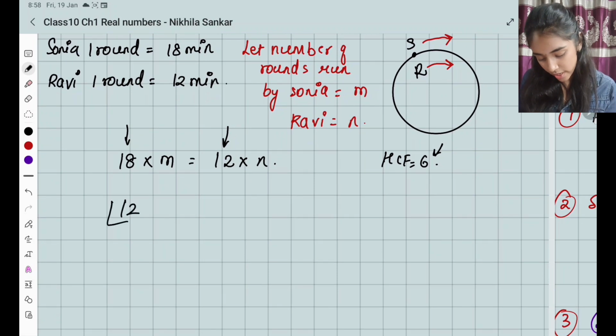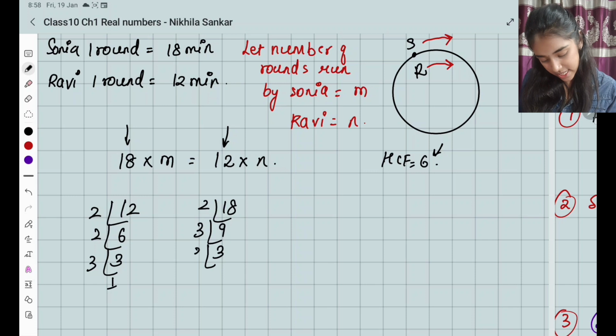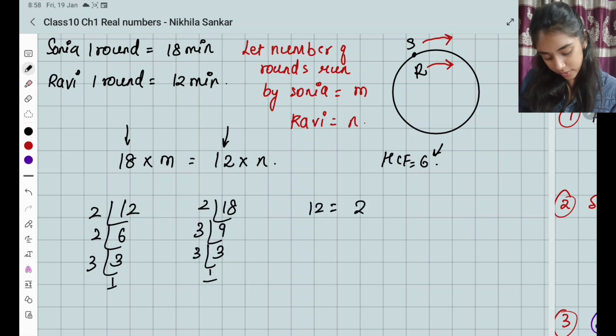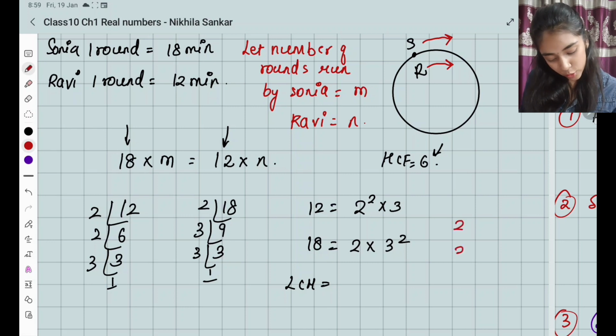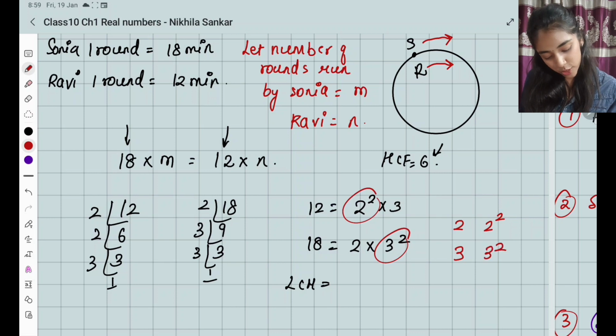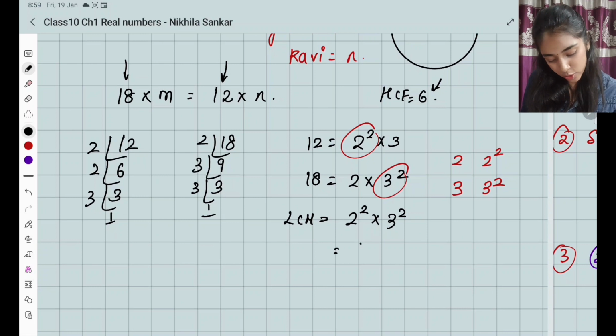So இப்போ 12 எடுத்தா you have 2 6s are 12, 2 3s are 6, 3 1s are 3. Similarly 18, you have 2 9s are 18, 3 3s are 9, 3 1s are 3. So you have 12 equals 2 square times 3 and 18 equals 2 into 3 square. So ipa LCM enna varapodu? LCM is going to be, what are the numbers you have? You have 2 and 3. 2 oda highest power is going to be 2 square. 3 oda highest power is going to be 3 square. So you have 2 square times 3 square, which is going to be 2 2s are 4 times 3 3s are 9, which is going to be 36.